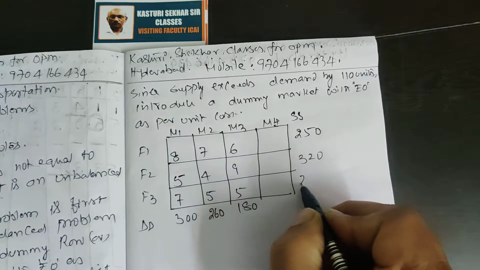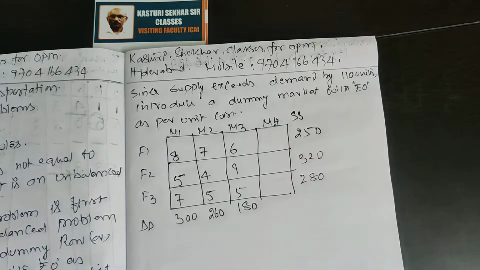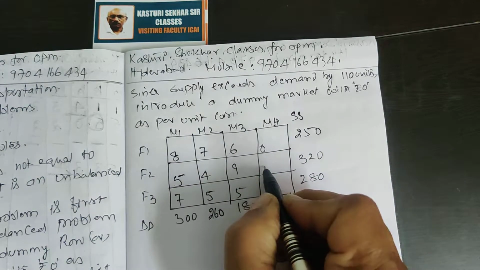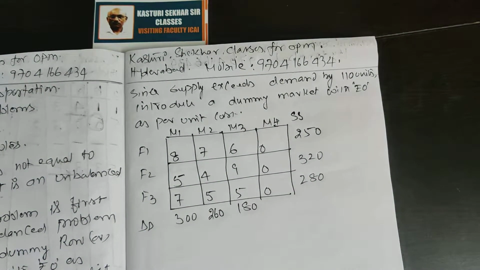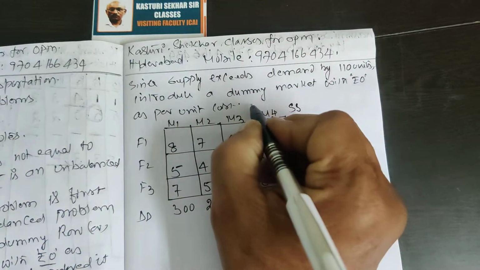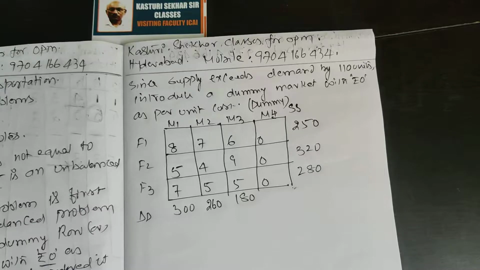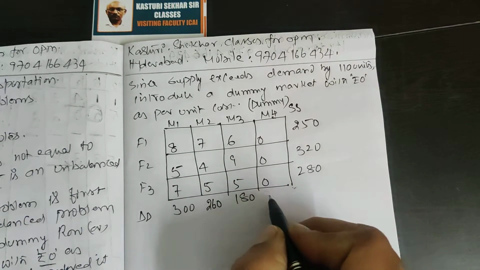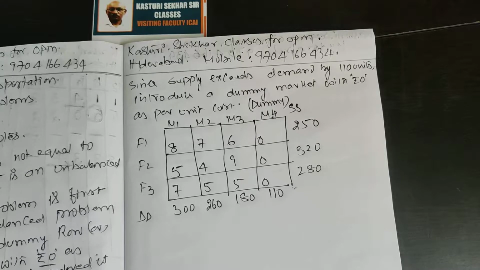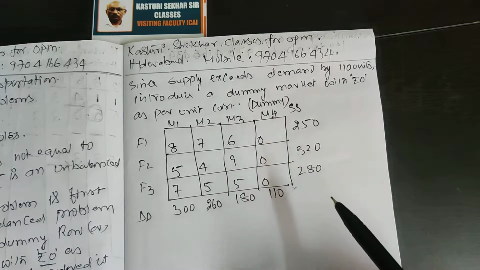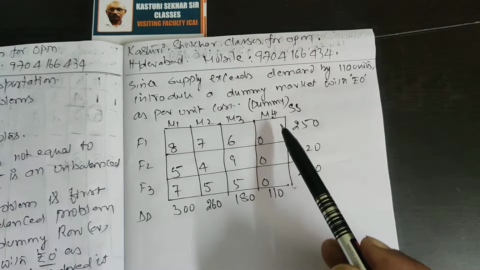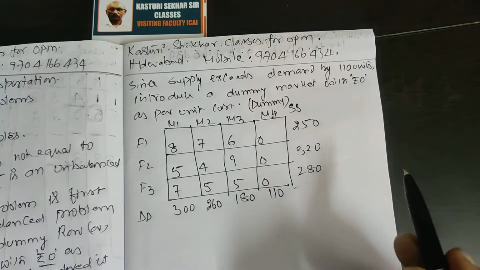320, 280. Fourth market is a dummy market. Per unit cost is taken as 0. Here per unit cost is taken as 0, difference 110. What does it mean actually? We are assuming excess units we are selling in market 4. After converting this as a balanced transportation problem, we have to consider the dummy market also a real market.